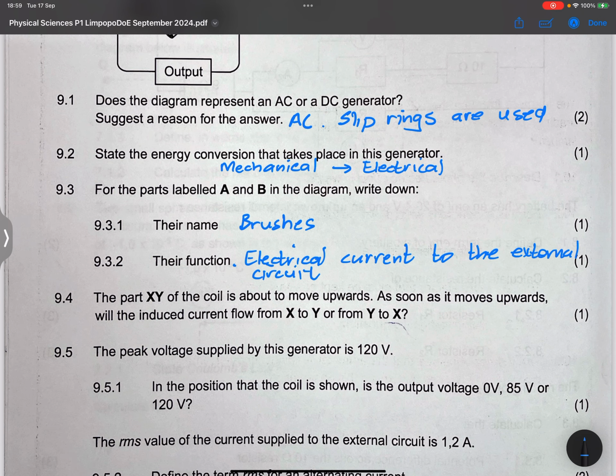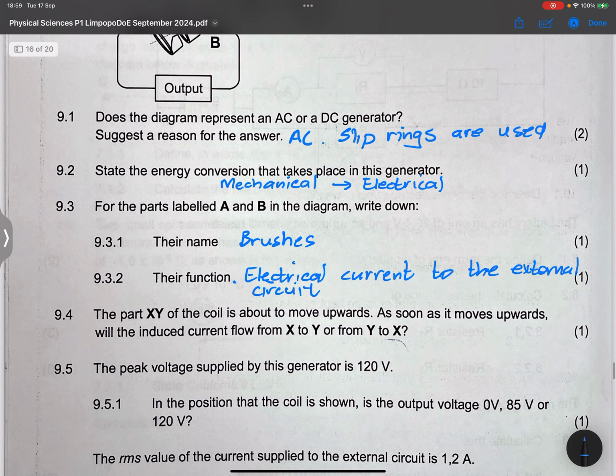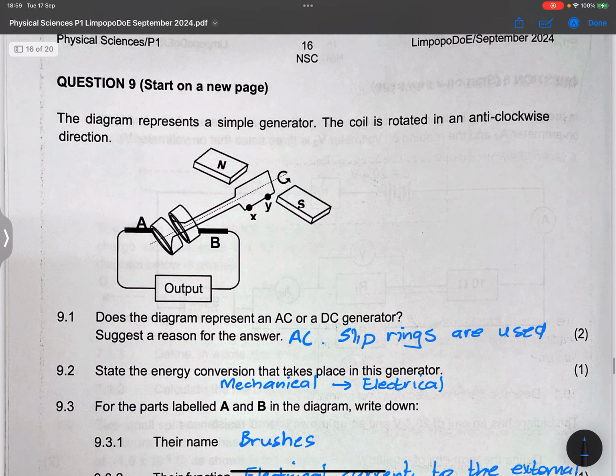So they say the part of the coil is about to move upwards. As soon as it moves upwards, will the induced current flow from X to Y or from Y to X? They're saying this portion here is about to move upwards, and remember, this is anti-clockwise, which means your thumb should be pointing upwards. Remember your magnetic field is always north to south, so your index finger should be pointing in that direction. If you place them at right angles to each other, you'll see that your second finger would point in that direction.